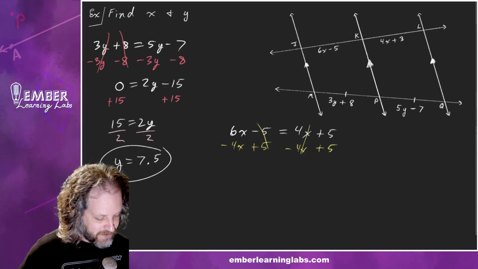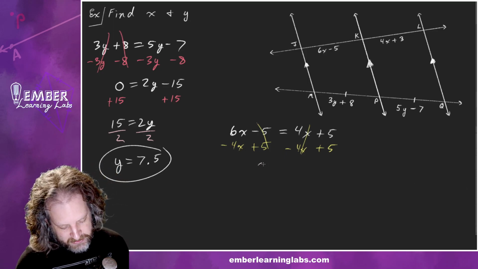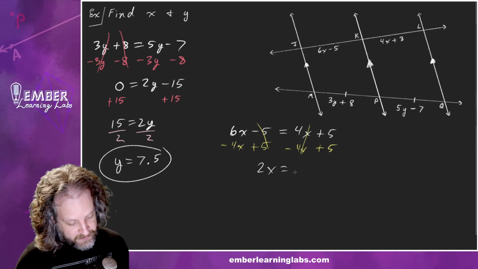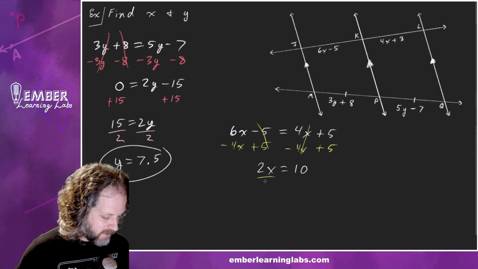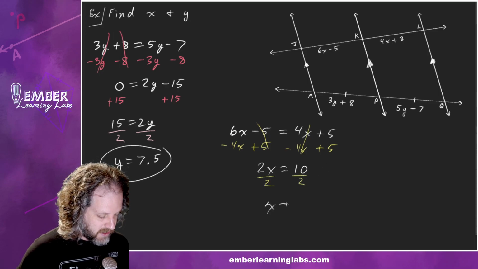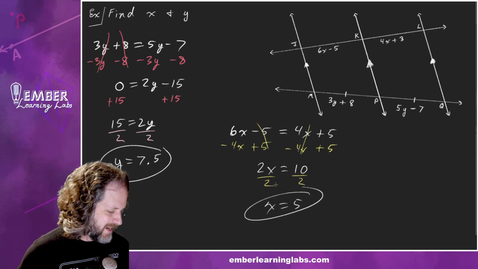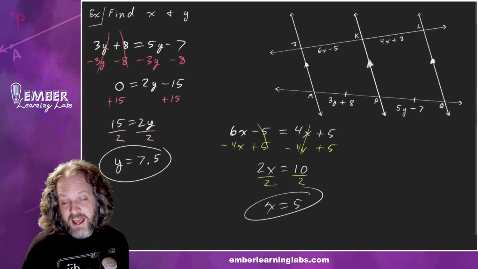Looking promising so far. 6x minus 4x is 2x equals 5 plus 5. That's easy peasy, equals 10. Now divide by 2 on both sides. We end up with x equals 5. And that's it. That's it for that lesson.